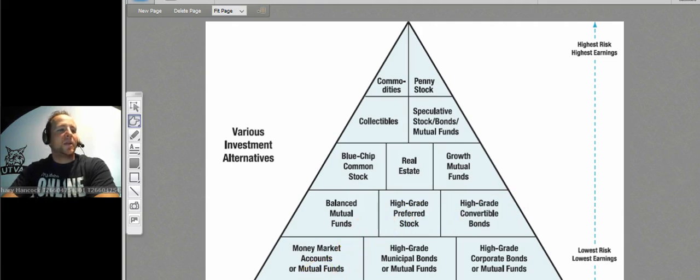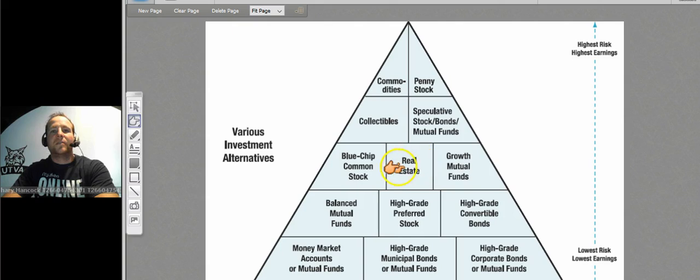Okay, so here's kind of a pyramid from low risk to high risk, as we're talking about things. At the very bottom we have insured savings. You're never going to lose it, but you won't really get a return. U.S. savings bonds is good. Security deposits, treasury issued things. Then you have money markets or mutual funds, high grade mutual funds, convertible bonds, blue chip common stocks.